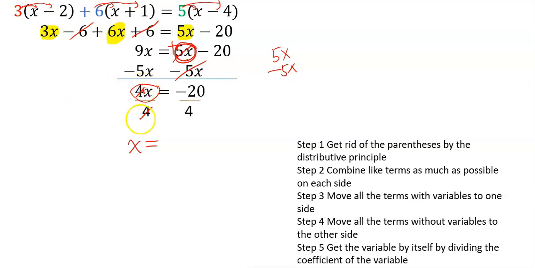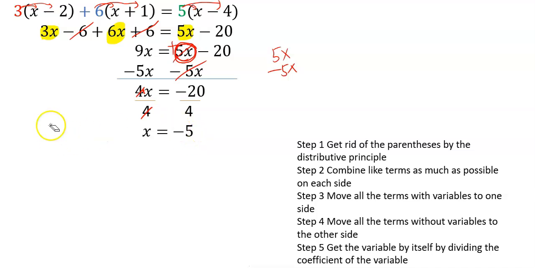Now 4 cancels 4 and that leaves us 1x, or just x, because x times 1 is itself. On the right-hand side, a negative divided by a positive gives minus, and 20 divided by 4 is 5.